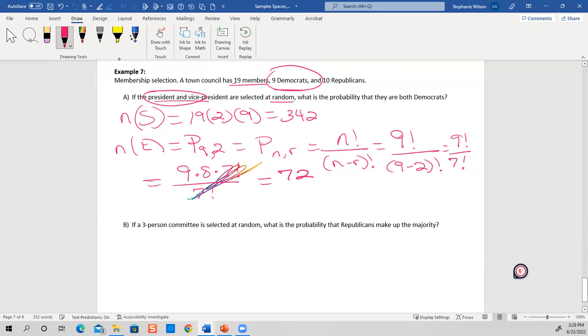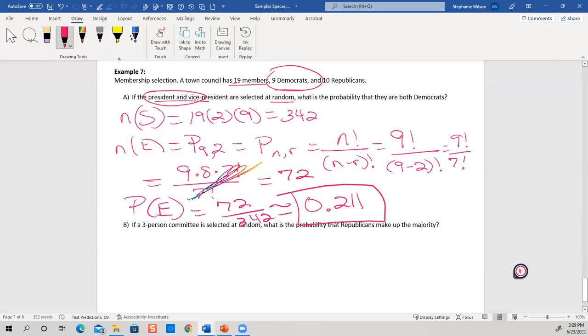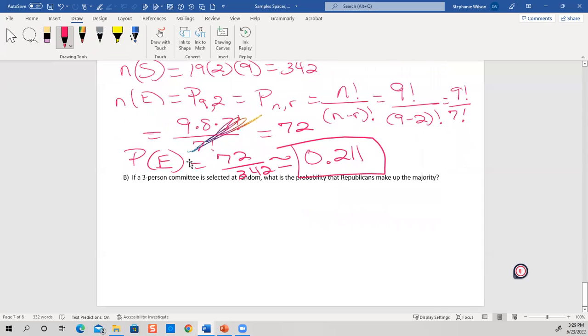Now let's finish off. The last part is to take the probability of this event happening. It's 72 over 342. Type it in the calculator, or you can do long division. I get 0.211 rounded to the nearest thousandth, and that's the probability. So that was a permutation because we were talking about president versus vice president. But look at part B. Part B says if a 3-person committee is selected, so we are talking about a combination.